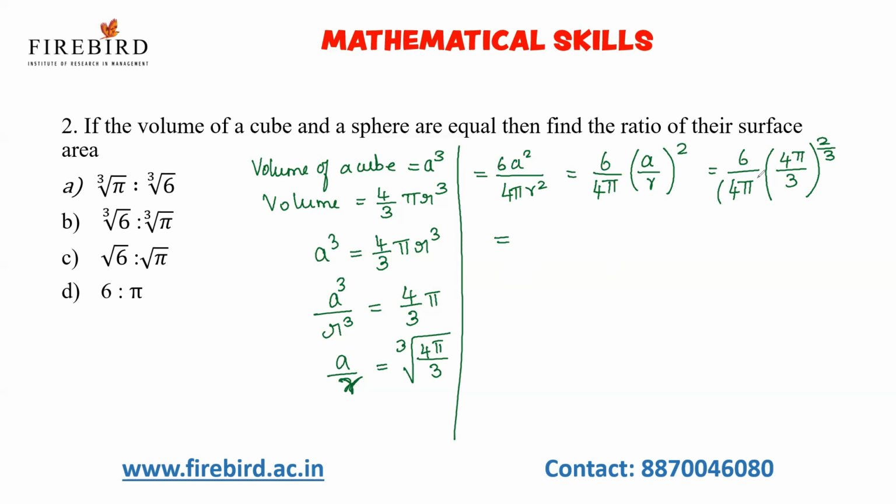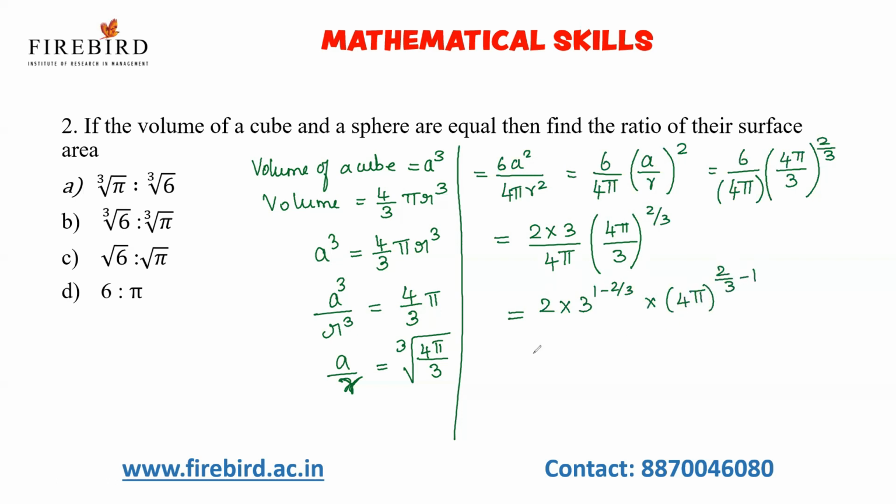Now see here, in the denominator another 4 pi is there. 6 I can write as 2 into 3 divided by 4 pi. So 4 pi to the power 2 by 3 by 3 to the power 2 by 3. Now I can rewrite this as 2 into 3 to the power 1 minus 2 by 3, because in the denominator the power of 3 is 2 by 3, into 4 pi to the power 2 by 3 minus 1.